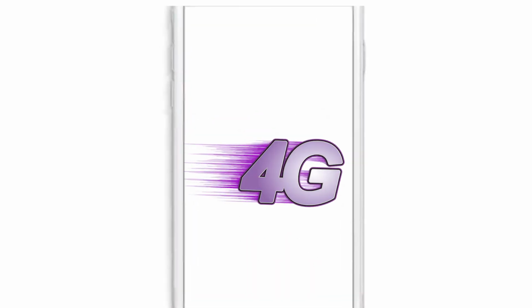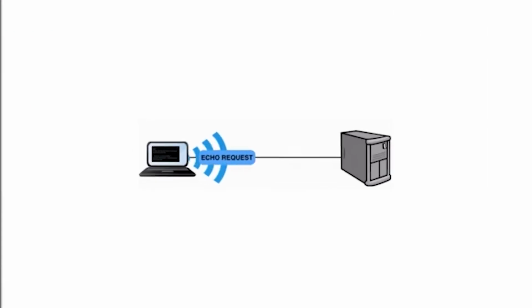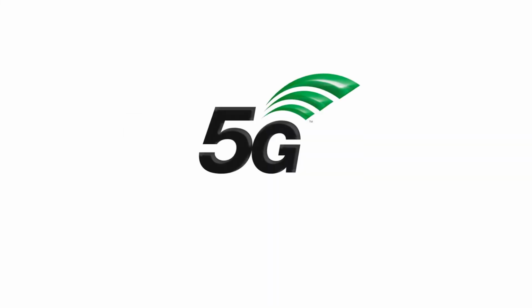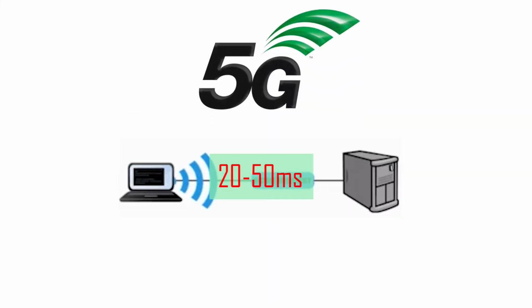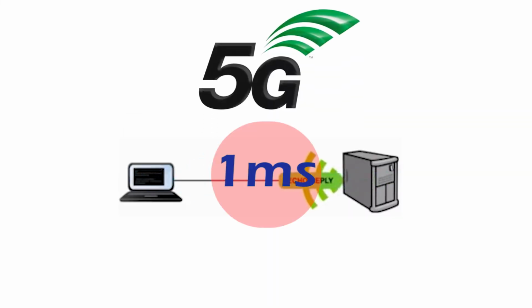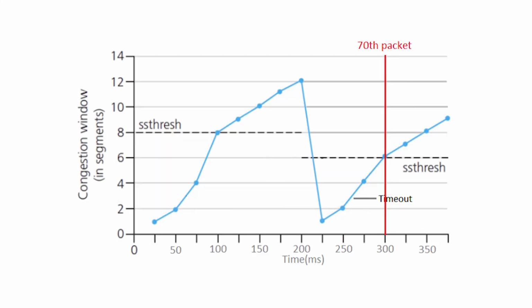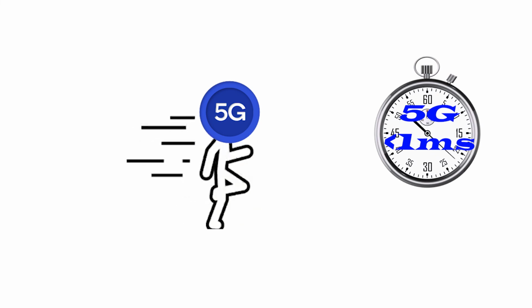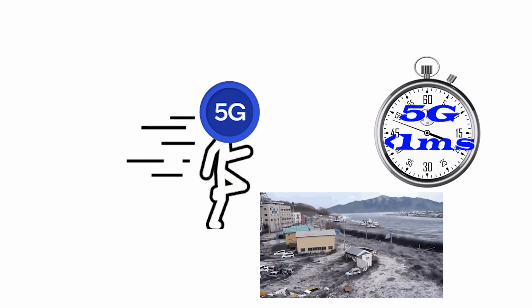But with our current 4G technology, our ping lies around 20 to 50 milliseconds and might rise exponentially according to the traffic intensity. But with 5G, it is possible to reduce that latency to as low as 1 millisecond, which means sending 70 packets through the network, which used to take around 300 milliseconds, can be reduced to 12 milliseconds. The low latency of 5G benefits users by being able to send and receive information faster, especially when a natural disaster happens.